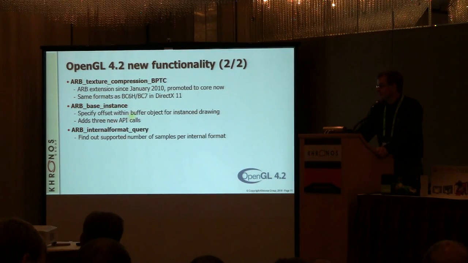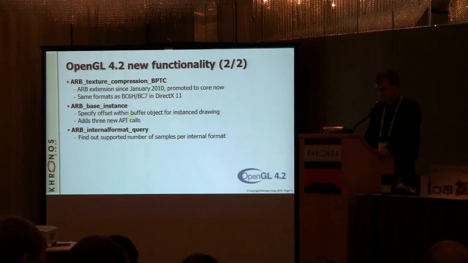Okay, other stuff that I won't talk about outside of this slide: texture compression, BPTC, the equivalent formats of the BC6 and BC7 formats in DirectX 11, and they are part of core. Base instance: when doing instance rendering with, for example, glDrawArraysInstanced, you can now specify the offset into the buffer where the instance data is being pulled from. Internal format query is a pretty simple API. You can find out the number of samples supported for different buffers, maybe floating point or integer buffers.